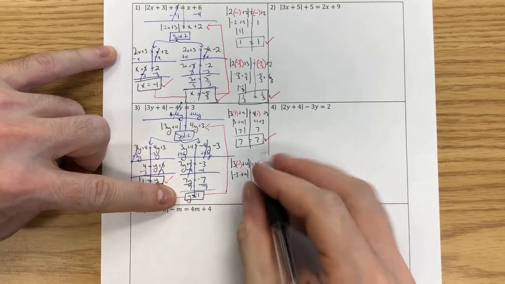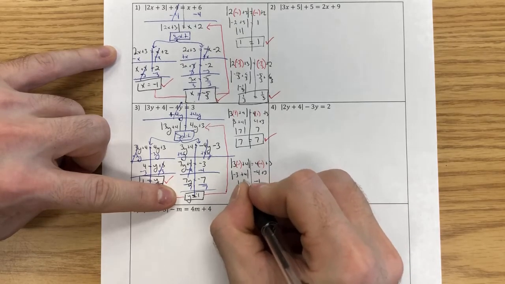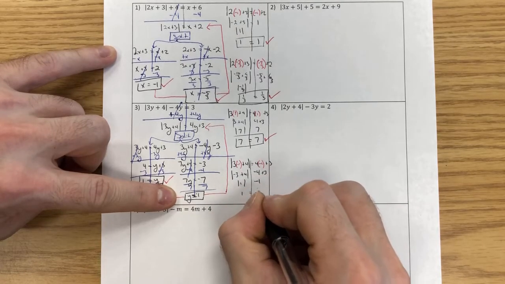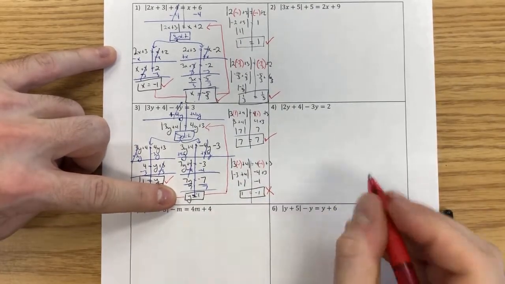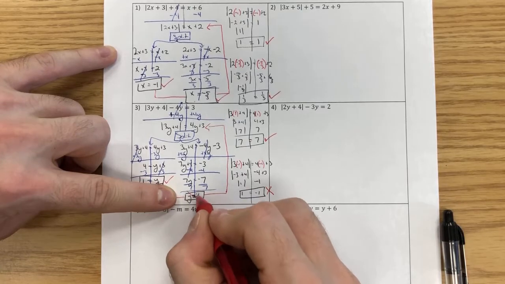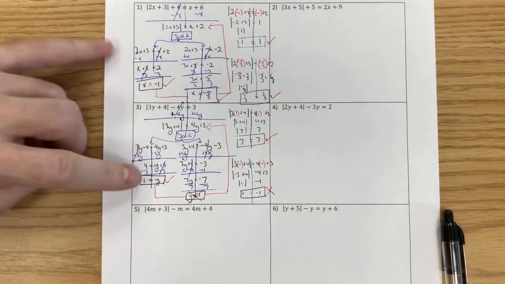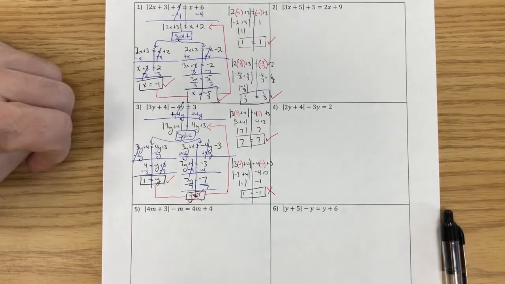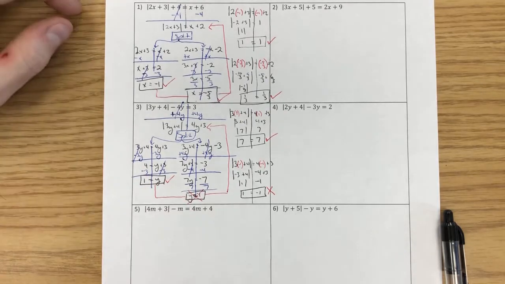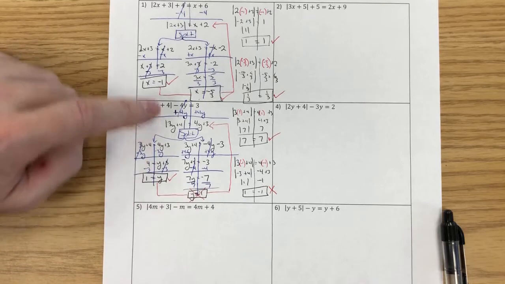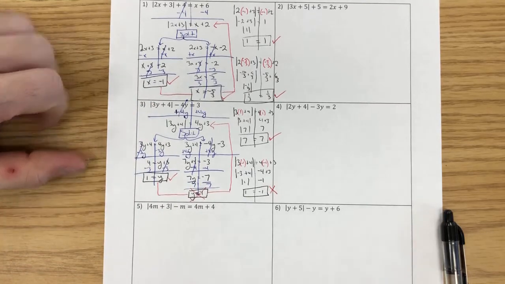3 times negative 1 is negative 3. Negative 3 plus 4 is 1. The absolute value is 1. And does 1 equal negative 1? No, which means that this answer does not work. The only acceptable answer for this is going to be positive 1. This is a false positive. It appeared as though it could solve the equation, but that absolute value bracket threw it for a loop.